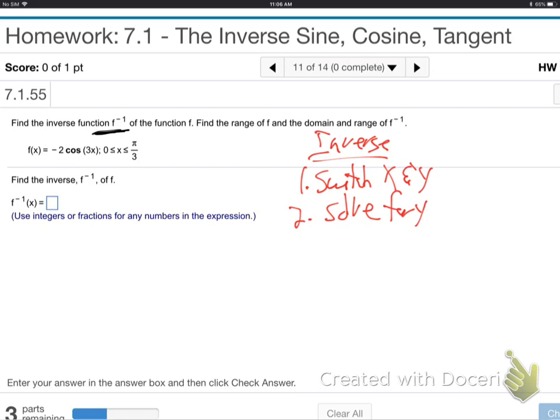Good little review. Final exam's coming. When is our final? It's 2 weeks from today. 2 weeks from today. Final exam.